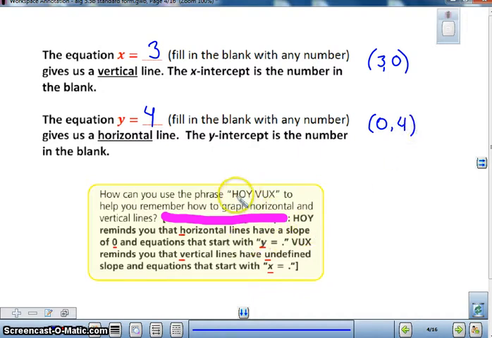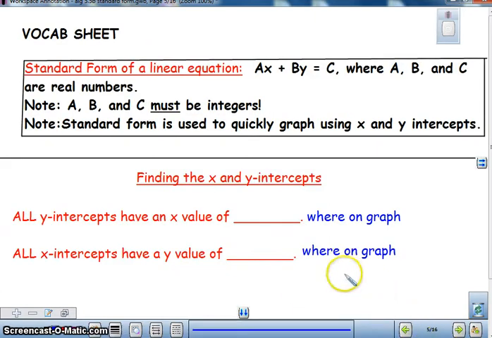Remember our way to remember this? HOY, horizontal, 0, y equals. VUX, telling us it's a vertical line, undefined slope, and x equals. So you need to put that down in your notes again. Right now we're going to look at our vocabulary sheet and in our notes, and we are going to be looking at writing standard form for an equation. It says that a, b, and c must be integers, and what that really means for you is you can't have any fractions or decimals.